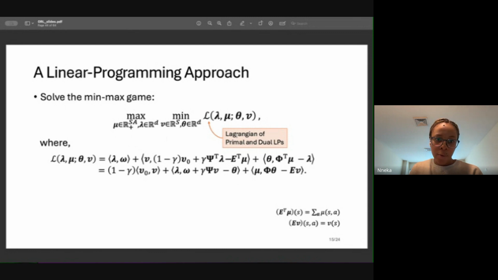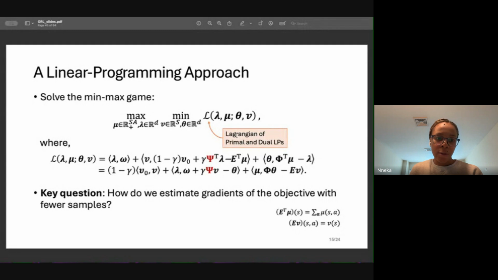But one key question, following the work of Gabbianelli et al., is how to estimate the gradient of the objective, especially given that there's this unknown quantity psi, which corresponds to the weights of the transition model. So how do we estimate gradients of this objective with fewer samples than what was done in their paper?